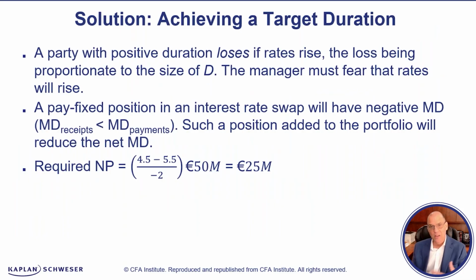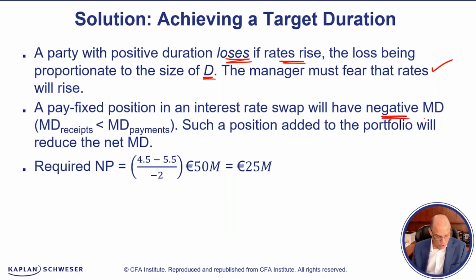A party with a positive duration, as we saw here with our portfolio manager, will lose if interest rates rise. He's a fixed asset holder, the loss being proportionate to the size of the duration. So the manager must fear that rates will rise. I think that's a great explanation. A pay fixed position in an interest rate swap will in fact have a negative modified duration, right? The modified duration of the receipts is lower than the modified duration of the payments. So such a position added to the portfolio is going to reduce our modified duration. He wants to reduce that exposure.